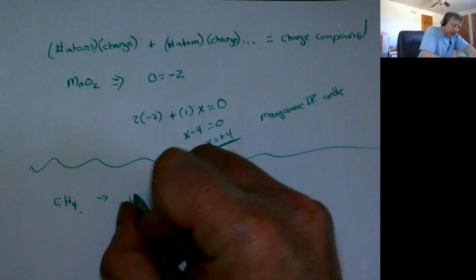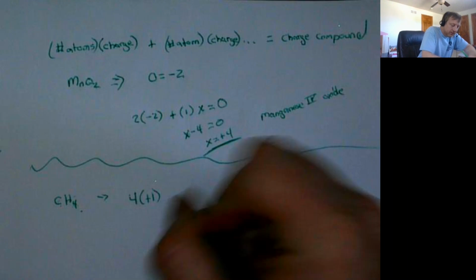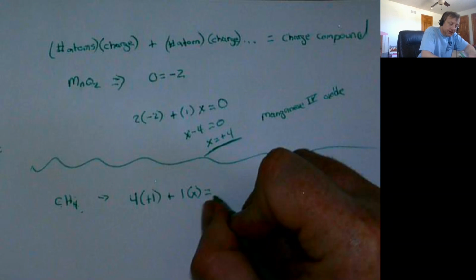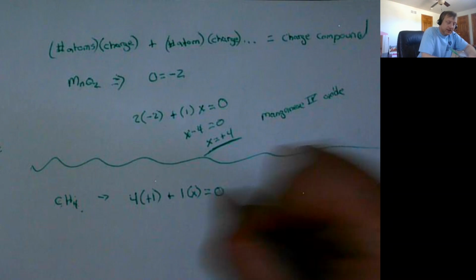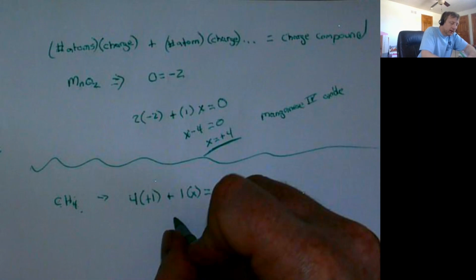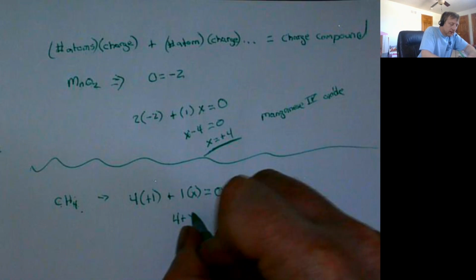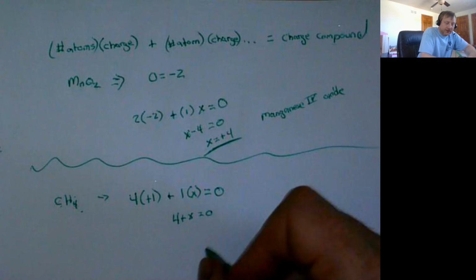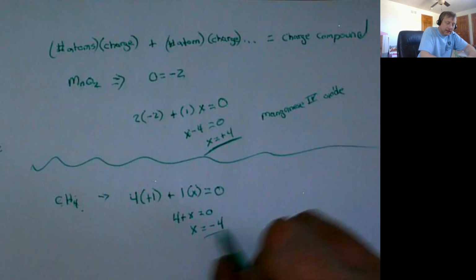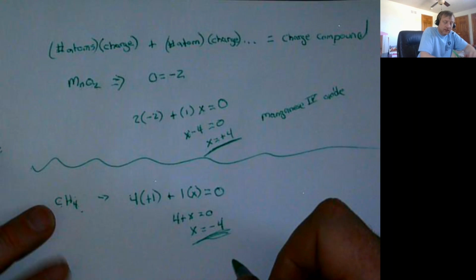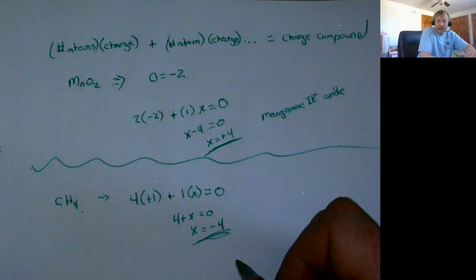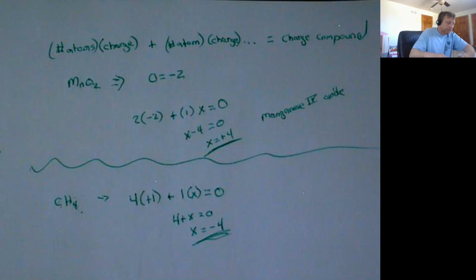We have four hydrogens, each with a +1 charge. We have one carbon with an unknown charge, and those things have to add up to be the charge on the compound, which in this case, again, is 0. Here we end up with a very similar answer, except in this case our answer is -4. So the oxidation number on the carbon in the compound is -4.